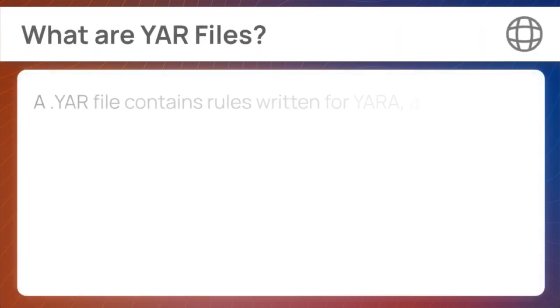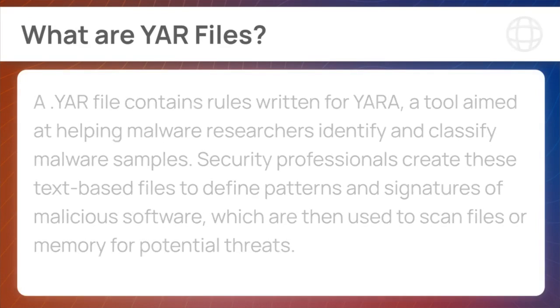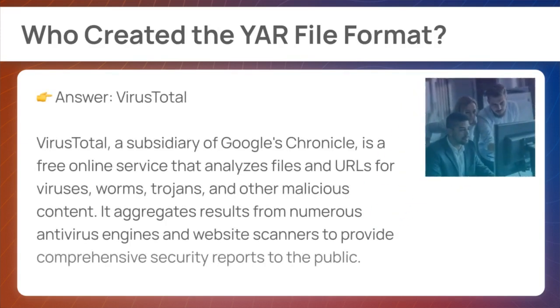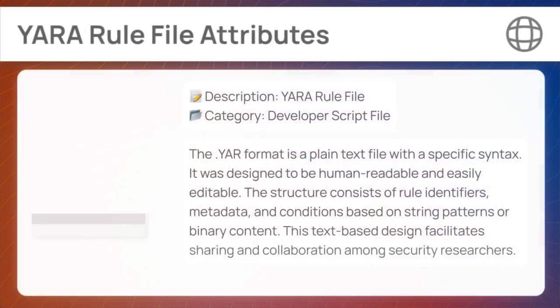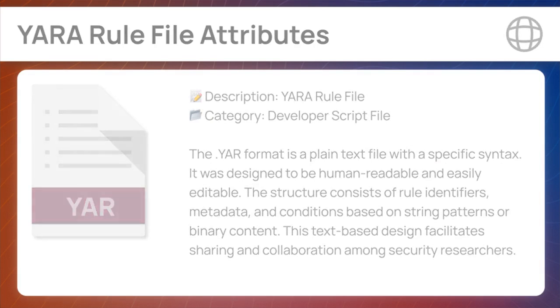A .YAR file contains rules written for YARA, a tool aimed at helping malware researchers identify and classify malware samples. Security professionals create these text-based files to define patterns and signatures of malicious software, which are then used to scan files or memory for potential threats. The .YAR format is a plain text file with a specific syntax. It was designed to be human-readable and easily editable. The structure consists of rule identifiers, metadata, and conditions based on string patterns or binary content. This text-based design facilitates sharing and collaboration among security researchers.